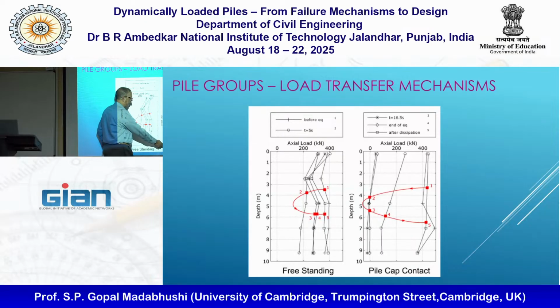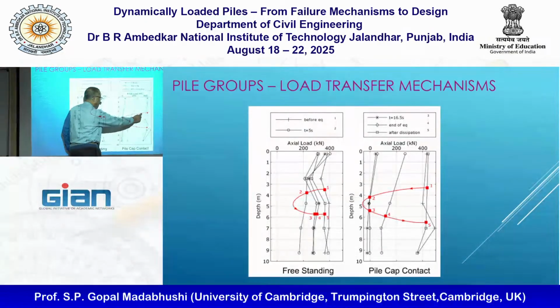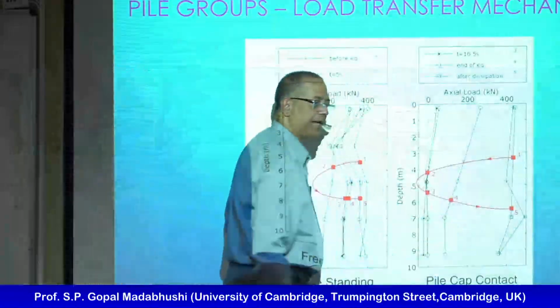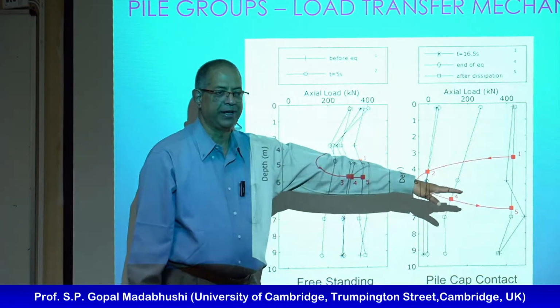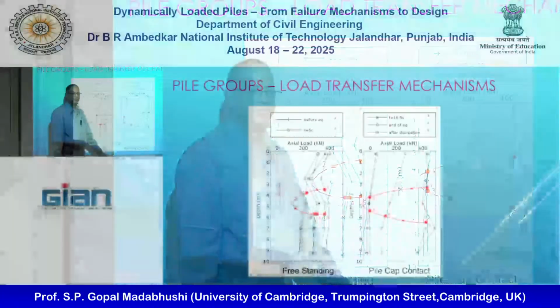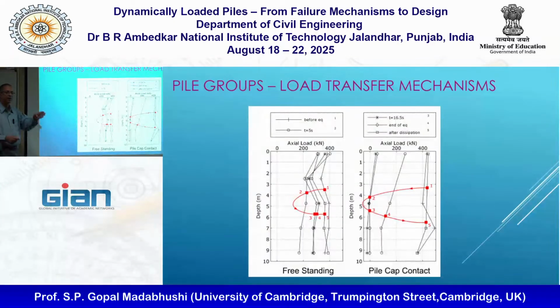When the pile cap is in contact, it starts at 1, comes all the way to 2, 3, 4, and 5 is the recovery. This is the post-earthquake reconsolidation. And these values are pretty close to 0. I said, what's going on here? Basically, this is the same data as what we have seen before, except now we are plotting the loads along the length of the pile.